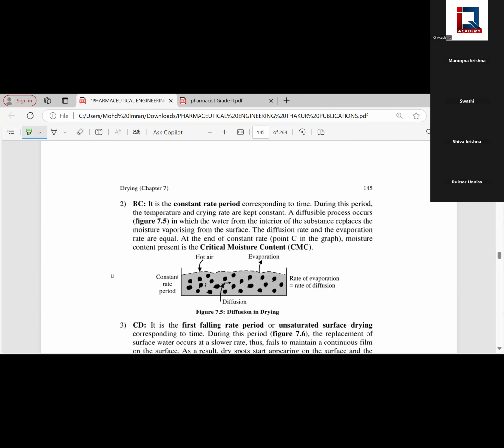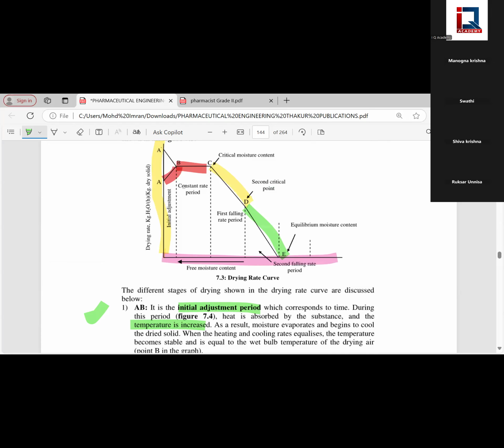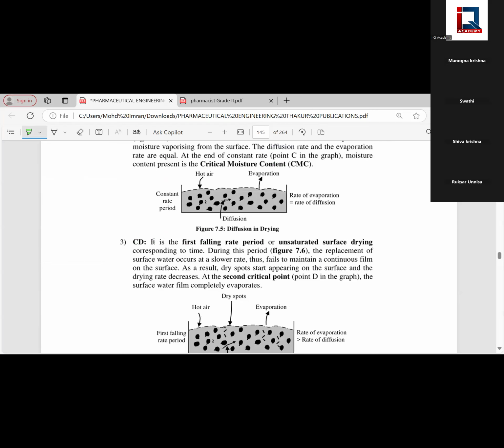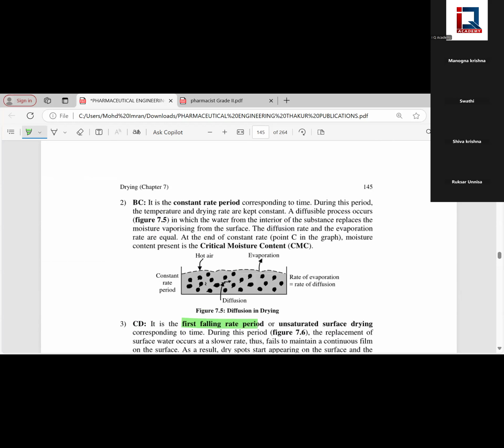Next is B to C. What is B to C here? Constant drying period. What's happening in this period? The constant drying period corresponds to the time during which the temperature and drying rate are kept constant and a diffusion process occurs, in which the water from the interior of the substance replaces the moisture vapor from the surface.